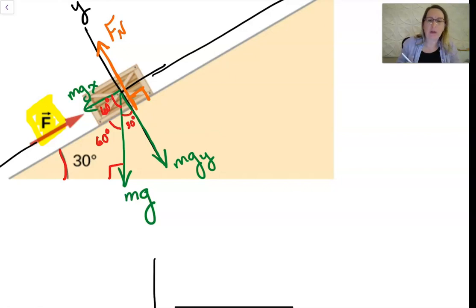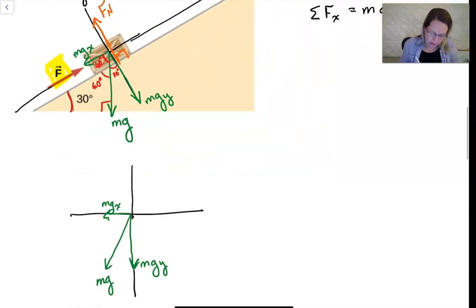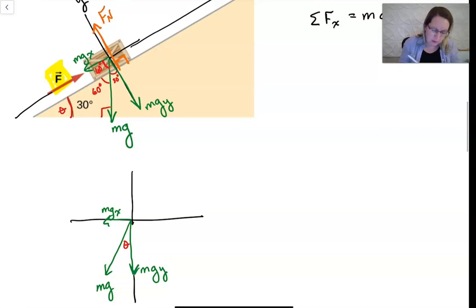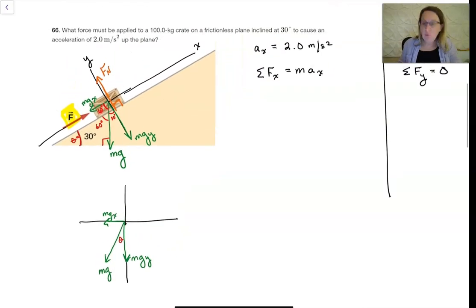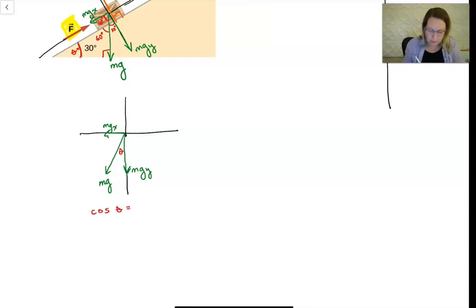And this is typically the one we use, but you can certainly use this angle in here, the 60 degrees. But most people write this one as the same angle as the incline, theta. So theta in this case is equal to 30 degrees, so that's theta. And then we just use our SOHCAHTOA as usual to say that cosine of theta is equal to mg in the y direction over mg.